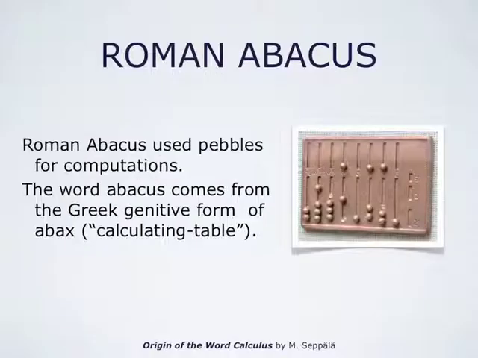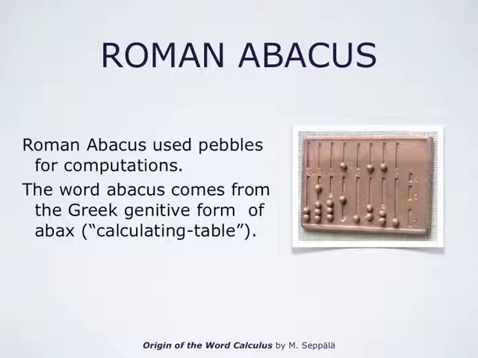Evaluating arithmetic expressions within the realm of Roman numerals was hard. Romans used abacus for computations. In a Roman abacus, pebbles were organized in slots, and depending on the slot where a pebble was, it had a different meaning. The word abacus comes from the Greek genitive form of abax, which means a calculating table.